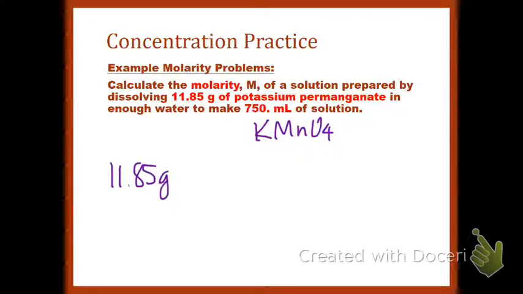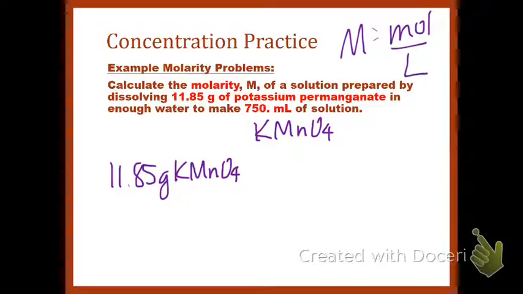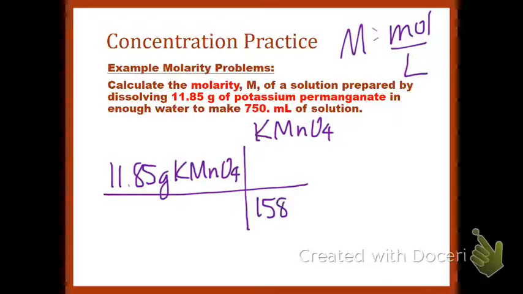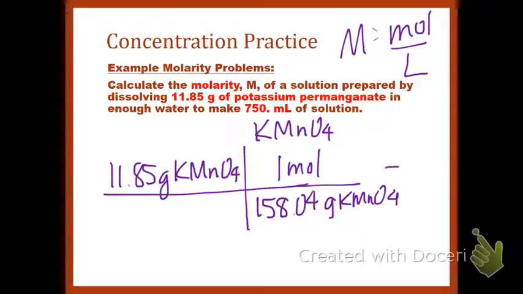So if we have 11.85 grams of KMnO4, I need to get to moles because remember molarity is moles over liter. So how do I get from grams to moles? Molar mass. I will give you that the molar mass is 158.04 grams in 1 mole. And when I do that math, I should get 0.075 moles.